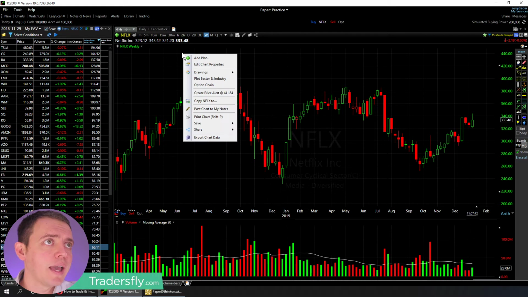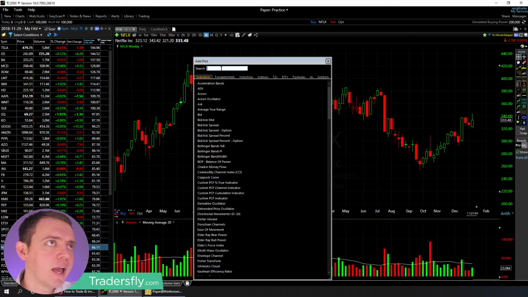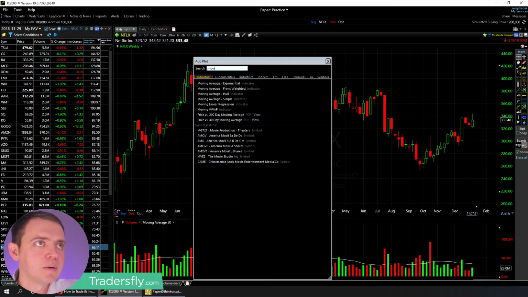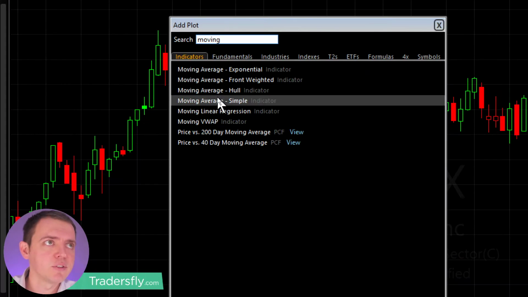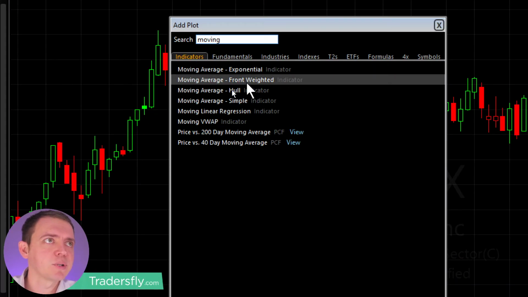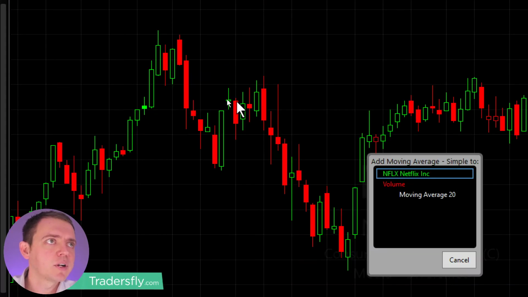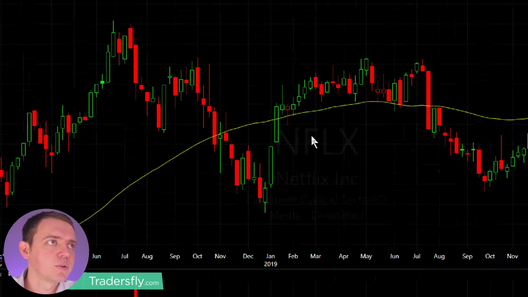So if I want to go ahead and add maybe a chart study, what I'll do is add a plot, and we'll do moving average, and I'll just keep it simple, right? Most people use simple. You could, of course, do exponential if you like. There's a handful of different ones: exponential, front weighted, Hull, simple. I'm going to use simple, and I'll add it to the regular chart, not the volume. And there you go.